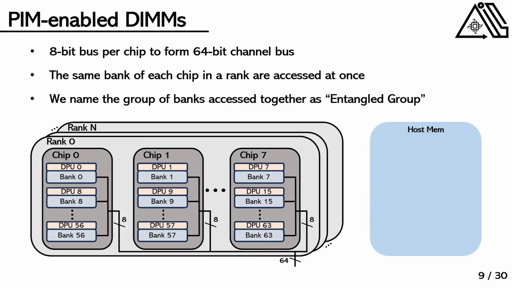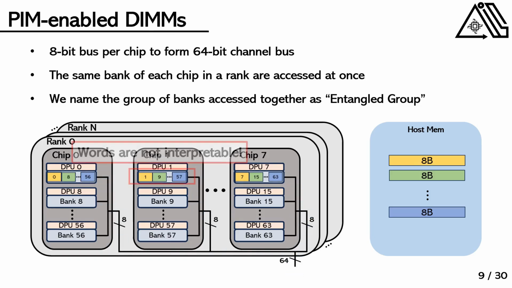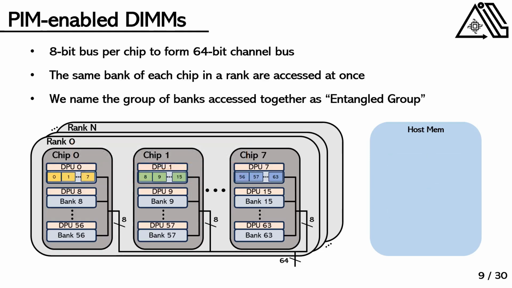In a single rank of each DIMM, an 8-bit bus per chip is concatenated to form a 64-bit channel bus. Due to its inner structure, the same bank of each chip in a rank are accessed at once. So we name the group of banks accessed together as entangled groups. So if you were to send a 64-byte cache line of data to the banks, each 8-byte word will be split to each bank in the entangled group. Notice how the words in the banks are not interpretable. In the other way around, if the words are complete in the banks, they will be split in the host memory.